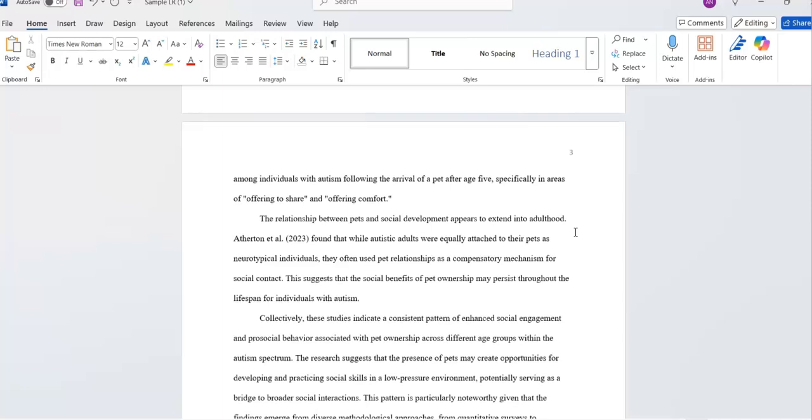So now you're going to move to a different study. The relationship between pets and social development appears to extend into adulthood. So you can see what the student does. They talk about childhood. Now, how does it affect adults?